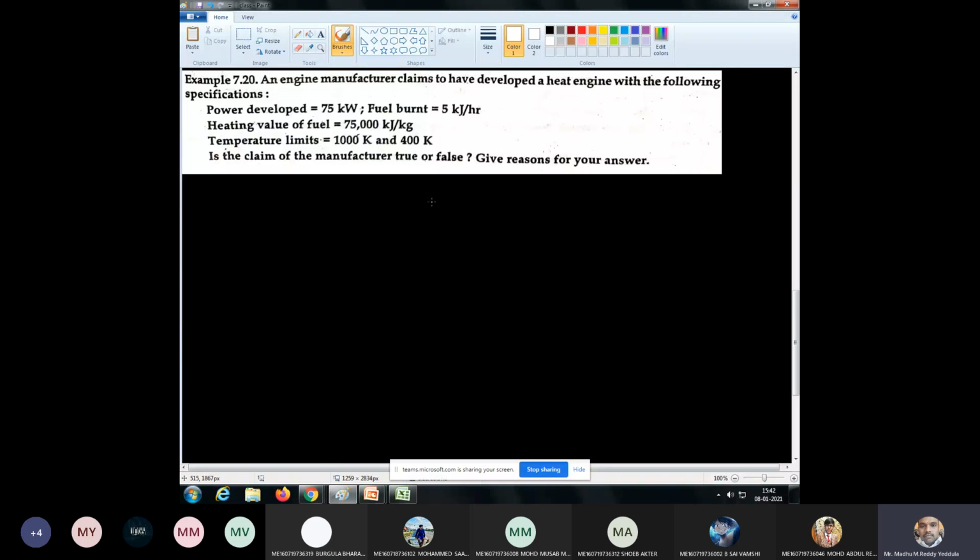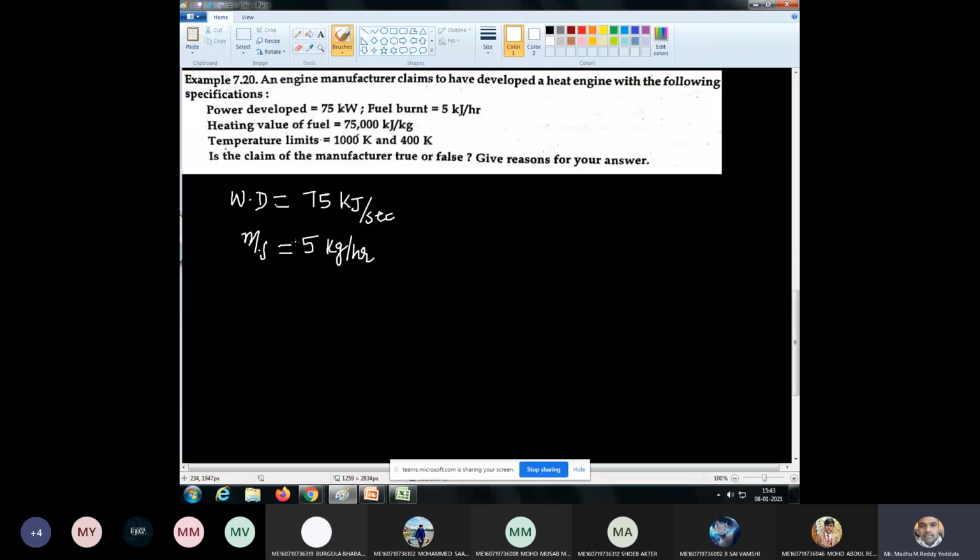Power developed is nothing but work done per time. So power developed is nothing but work done only. How much is given? Work done is equal to 75 kilowatt. Kilowatt is nothing but kilojoules per second: 75 kilojoule per second. The fuel burnt, the mass of fuel, is given. It says 5 kilojoule per hour, but mass should always be in kg, so maybe this is wrong. Let us assume 5 kg per hour.